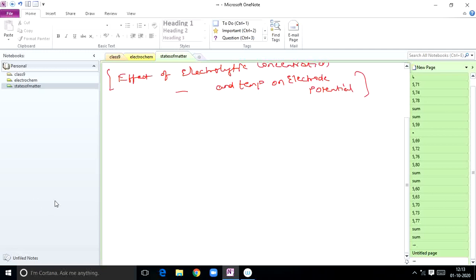So how do concentration and temperature affect the electrode potential value? Already you know about standard electrode potential. An electrode potential is said to be standard electrode potential if it is measured under standard conditions, that is 298 Kelvin temperature, 1 molar concentration of an electrolyte and 1 atmospheric pressure. Under these conditions, the electrode potential of an electrode that is measured is considered as standard electrode potential.